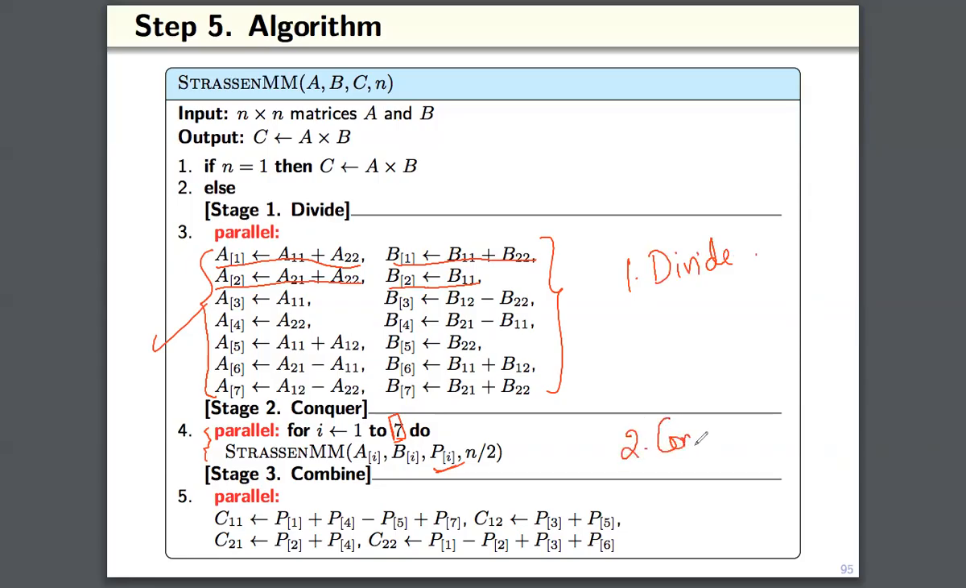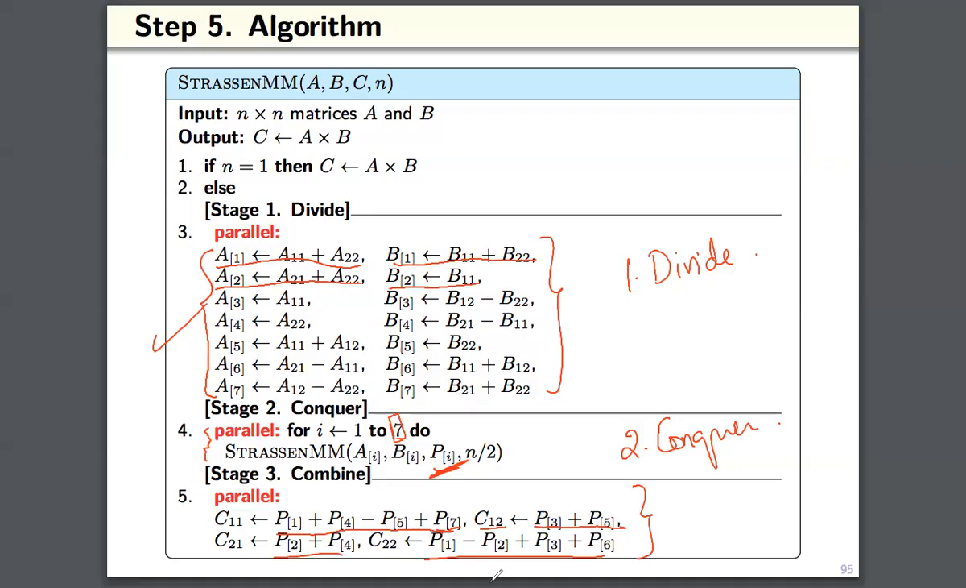This is the conquer step. We recursively take the product of A of I and B of I to get P of I for I in the range 1 to 7. So there are 7 subproblems, not 8. And once we have these 7 subproblems, what do we do? We combine these different products to get the first quadrant of C, and combine a couple of products to get the second quadrant of C, similarly the third and fourth.